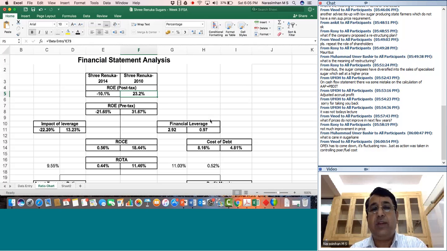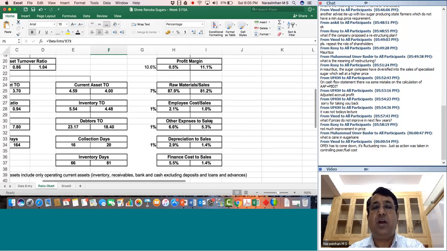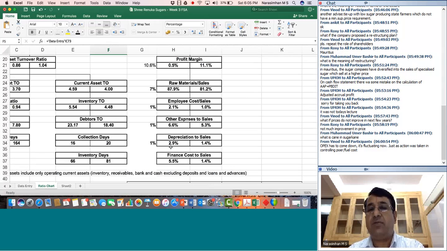Okay, before I take up this one, OPEX has come down, is fluctuating now, just as action was taken in controlling fuel cost, power and fuel cost. So operation expenses come down. I'm not sure whether it has come down. We saw that everything has gone up here, right? All these expenses have gone up. I don't know why you say it has come down. Oh, has to come down, right?